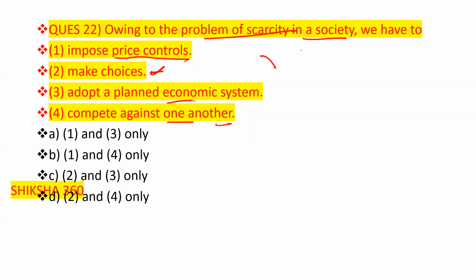Which thing we want, and which thing we do not take, decides whether our demand will be satisfied. We can say that our work will be done. So option B is to adopt a planned economic system or compete against each other. Scarcity means we are competing against each other. So this one is the correct one.